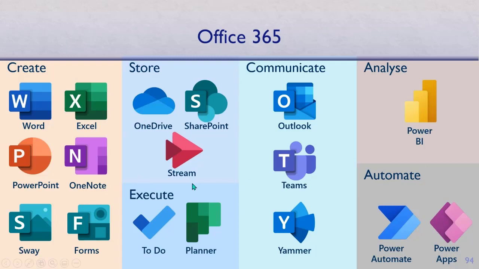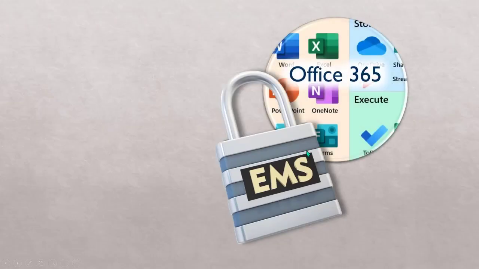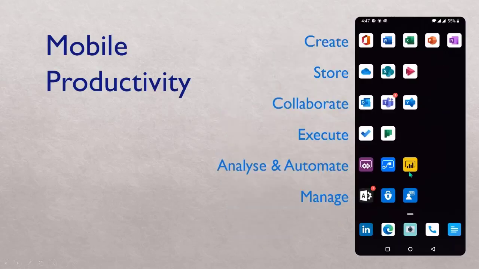Now, where do these apps run? Word, Excel, PowerPoint run on desktop, browser, mobile. Sway and Forms run only on browser. Power Automate runs on browser and on desktop and on mobile. Power App runs on browser and mobile. So if you really look at it, all these apps are available on the mobile as well, except for Sway and Forms, which are purely browser based.